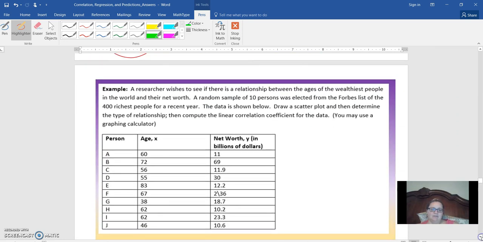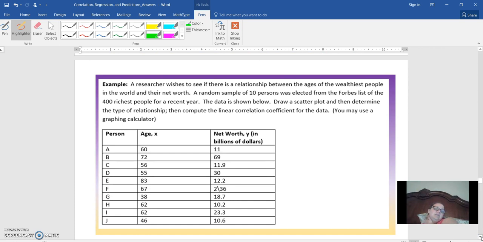All right, let's do this guy. So a researcher wants to see if there's a relationship between the ages of the wealthiest people in the world and their net worth. A random sample of 10 were selected, and here's the data shown. Okay, so I'm going to go ahead and we're going to type that in list 1 and list 2. So I'm going to go to stat, enter and edit, and I'm going to type it in really quick. I hope you're doing it with me.